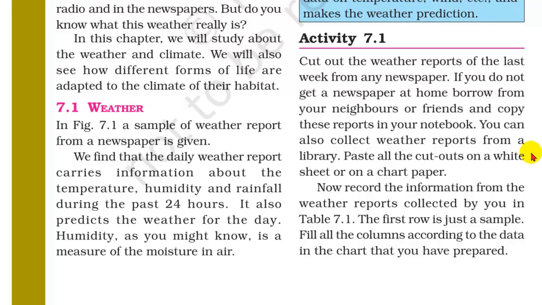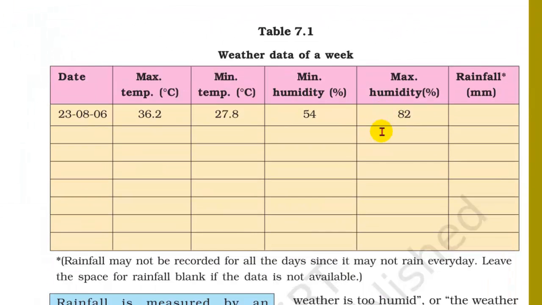Next, let's do an activity. In this activity, we are going to cut out weather reports of the last week from any newspaper, and we have to collect the information and write it here. This is the weather data of a week. So for example, on 23/8/2006, the maximum temperature was recorded as 36.2 degrees Celsius, and the minimum temperature was 27.8 degrees Celsius. Minimum humidity was 54%, maximum humidity was 82%, and the rainfall in millimeters was nil.